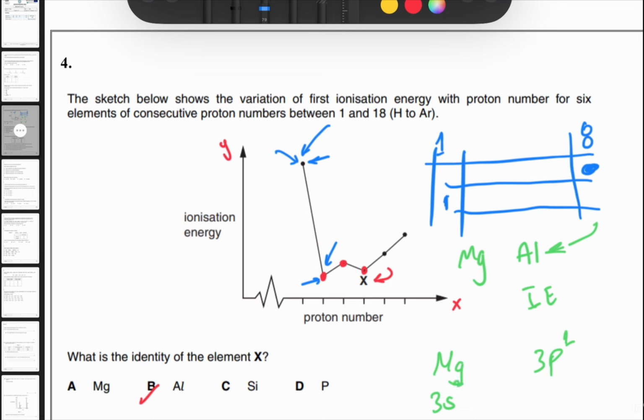And there is a difference, since the 3s is closer to the nucleus than the 3p in aluminum. And that's why the greater attraction of removing this electron will be in magnesium with respect to aluminum. And we can see that the X here is lower than aluminum, and this is actually the reason behind it. So the answer is B.